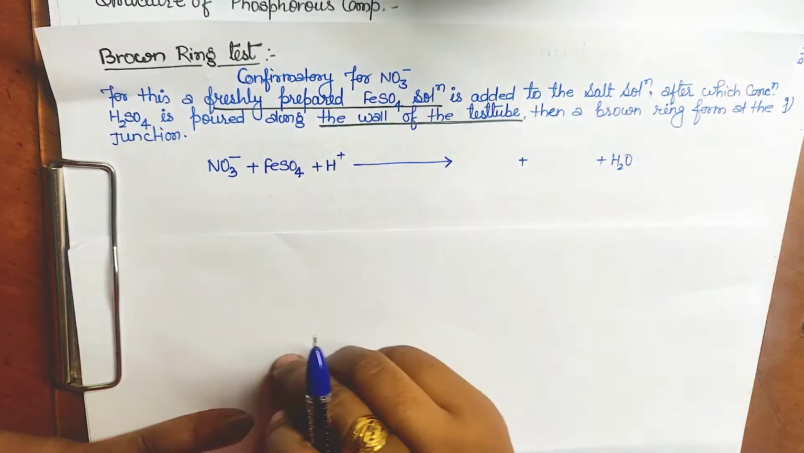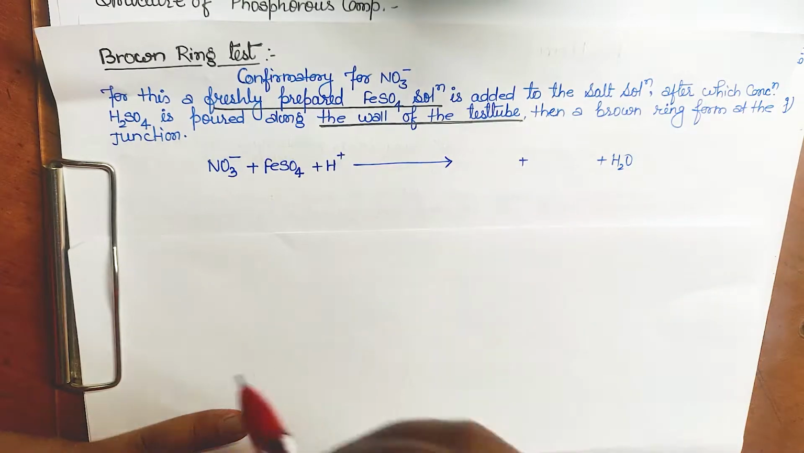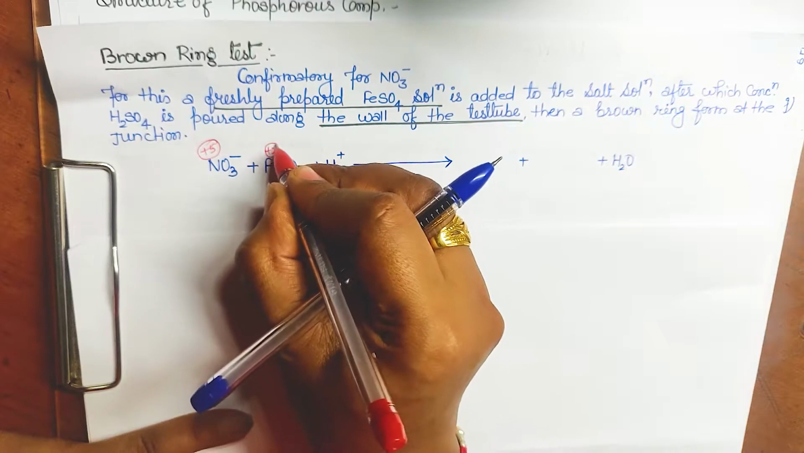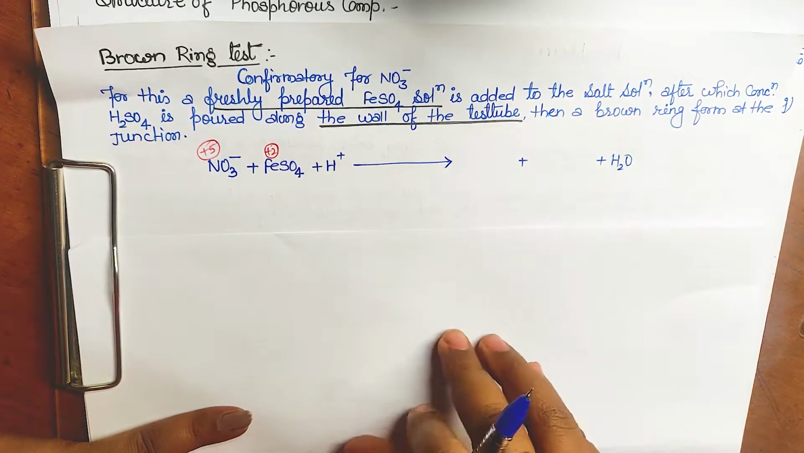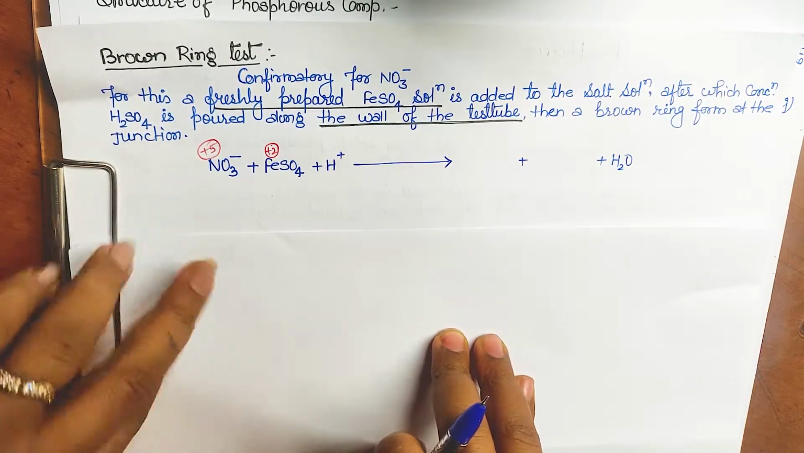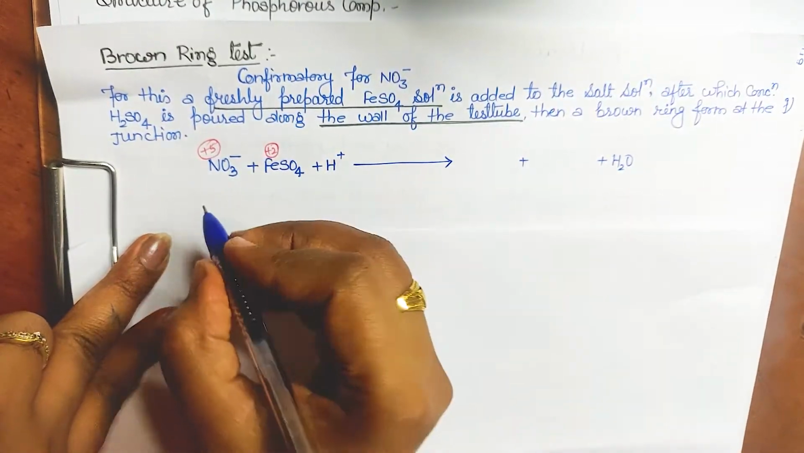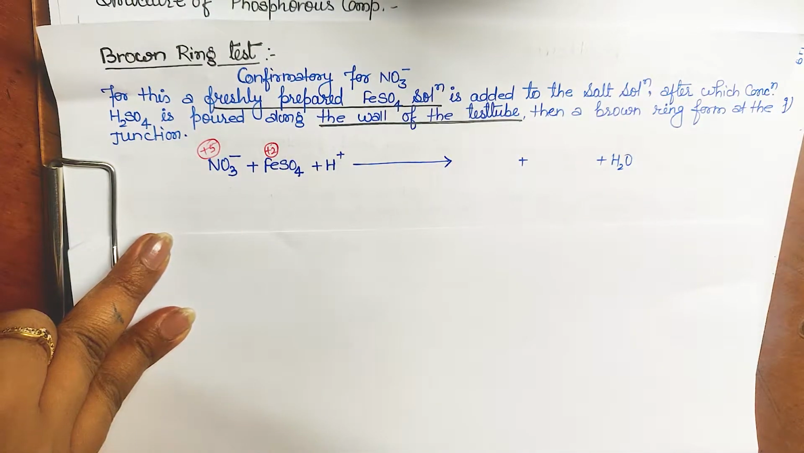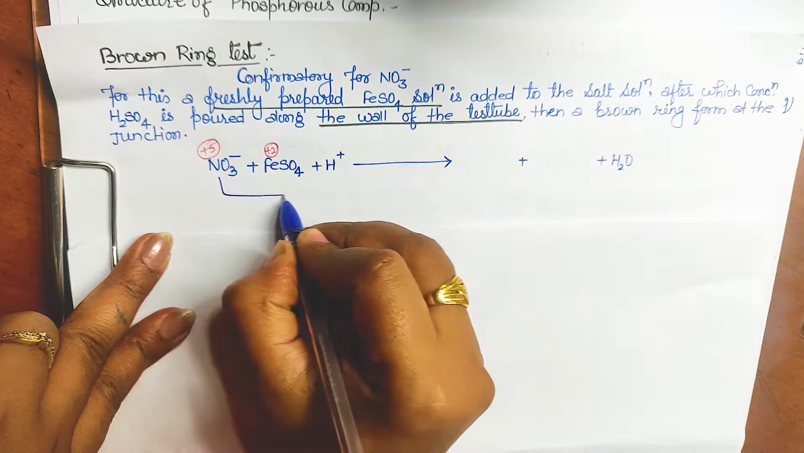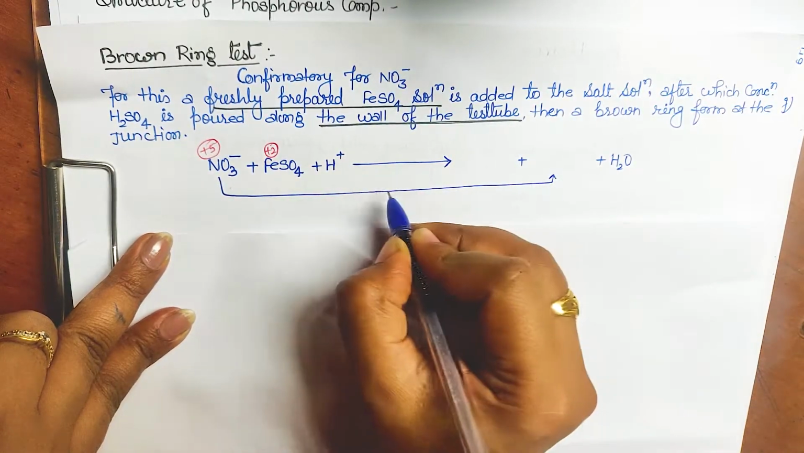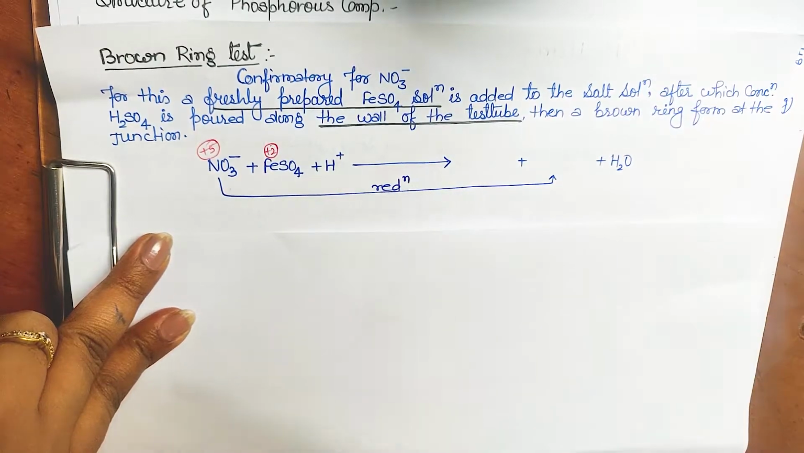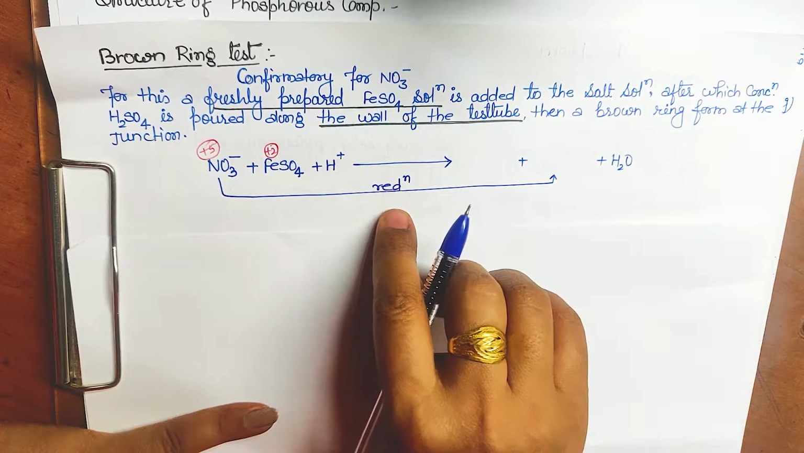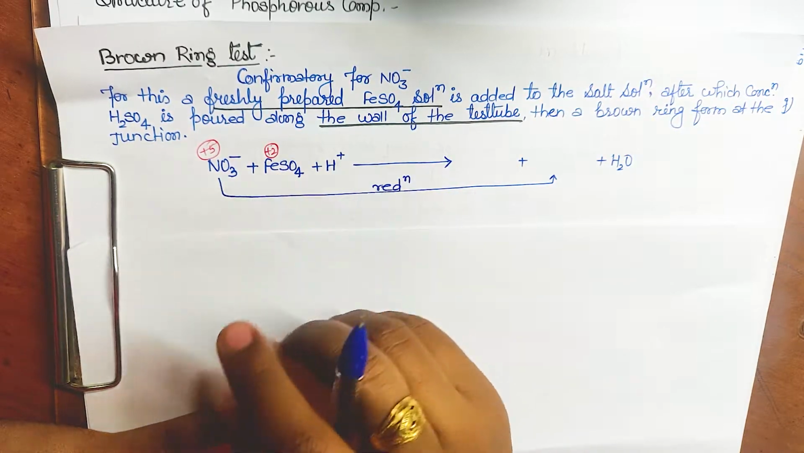Got it? Now NO3 is in the +5 state, isn't it? And here it is +2. Any doubt in this? So now this is at its maximum. If it is at its maximum, that means it will undergo reduction. What it will form, we'll decide later. And if this undergoes reduction, obviously this will undergo oxidation.